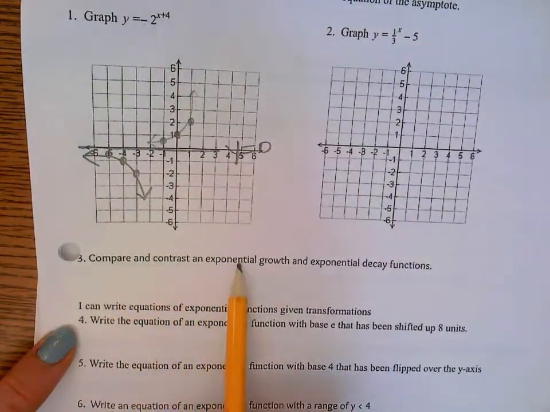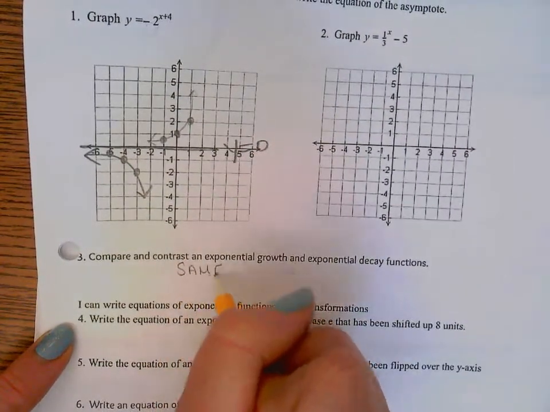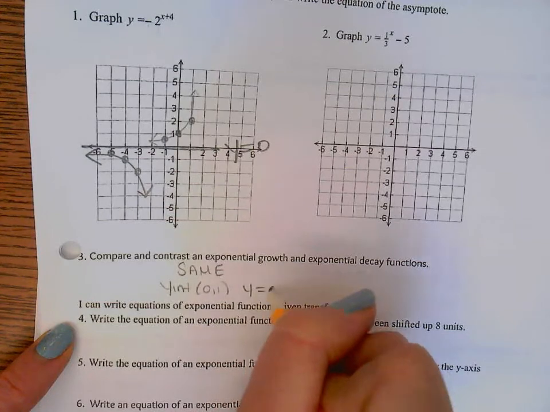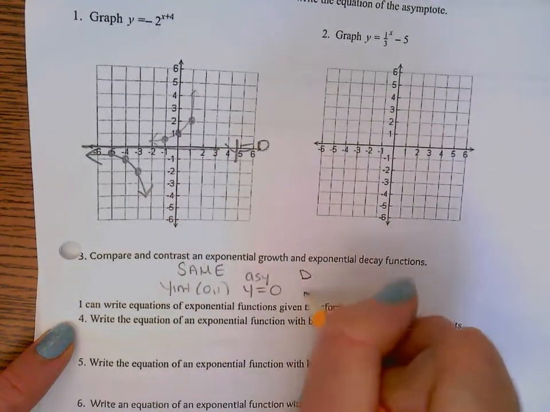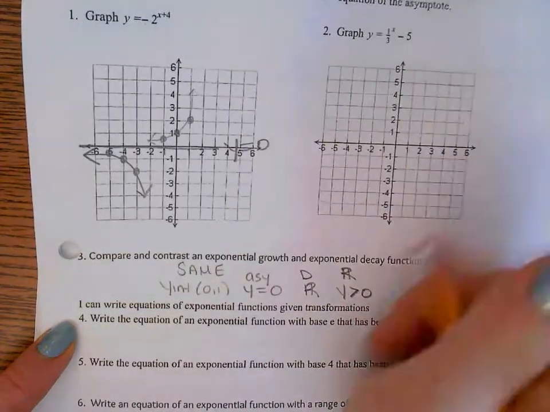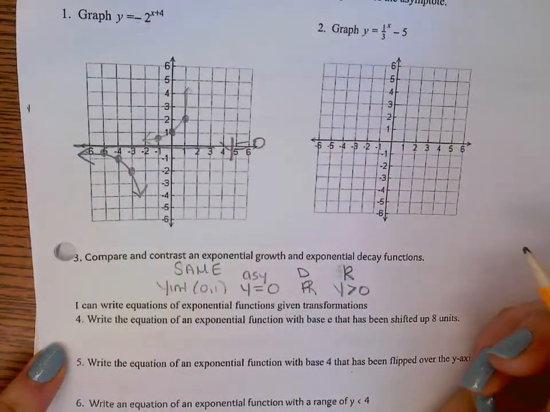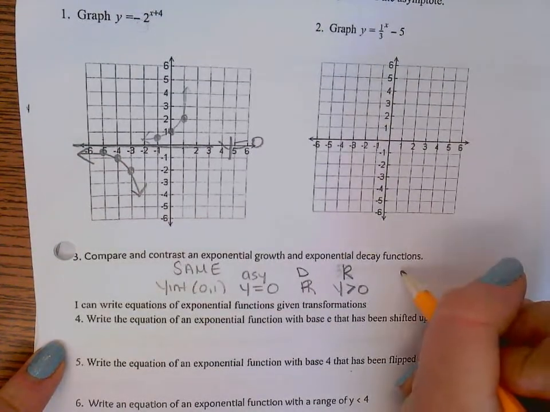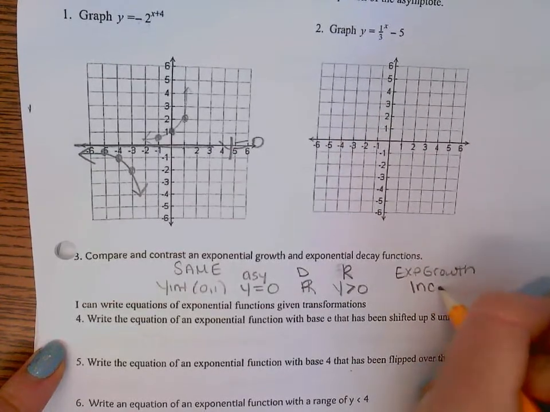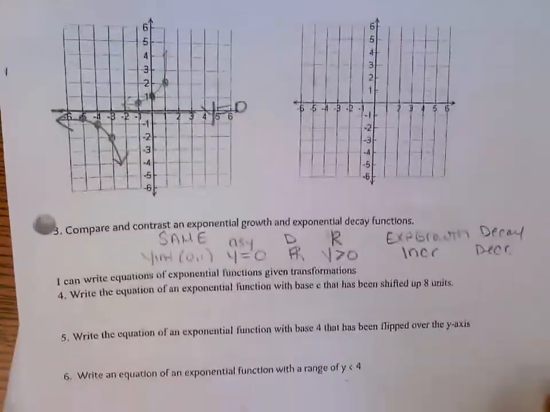Compare and contrast exponential growth and decay functions. They will always have the same y-intercept at (0, 1), the same asymptote at y equals 0, the same domain of all real numbers, the same range of y is greater than 0, R for range. And they are basically just a reflection over the y-axis. Exponential growth is increasing versus decay is decreasing. So you could write a couple sentences with that information.